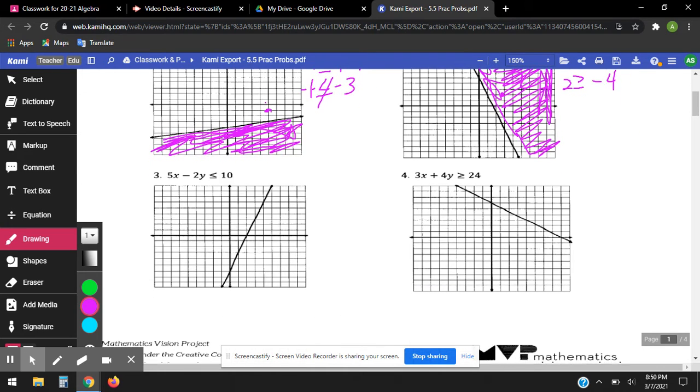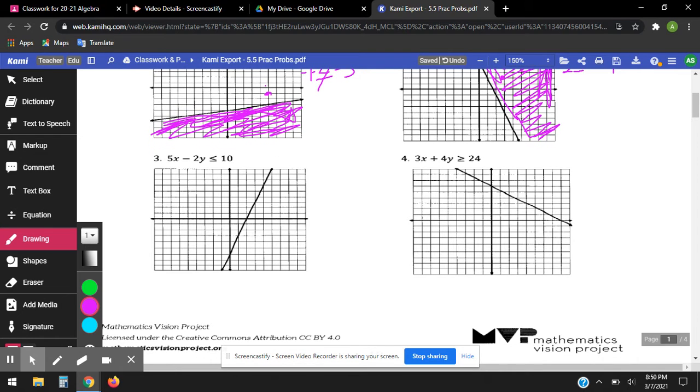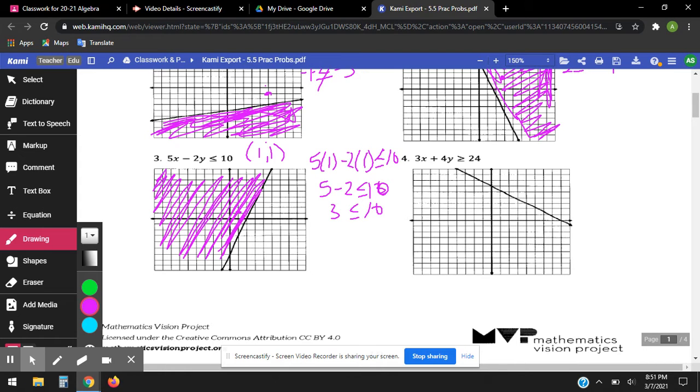Okay, so what if it is one like this? The x and y are both on the same side. Well, let's just pick again. Let's do 1 comma 1. Let's just do something we can easily do in our heads. So 5 times 1 minus 2 times 1, is that less than or equal to 10? 5 minus 2, oh, answered myself. 3 is less than or equal to 10. That is true. So I'm going to do this side.